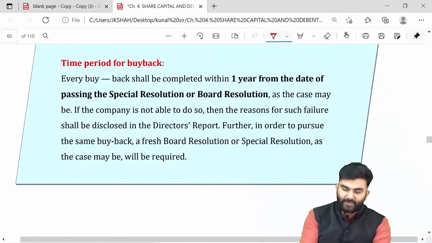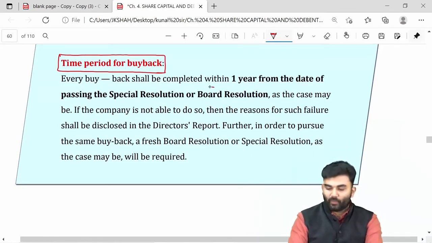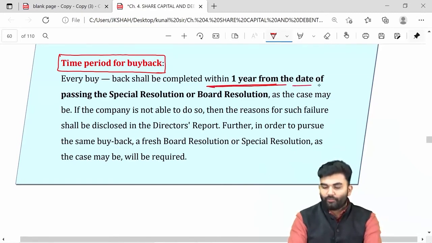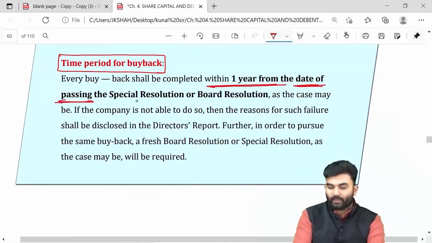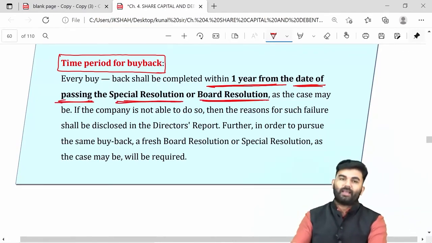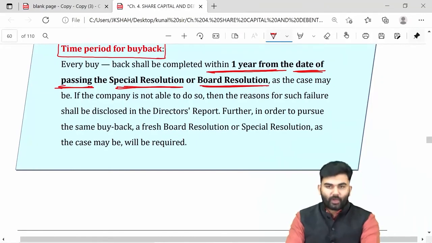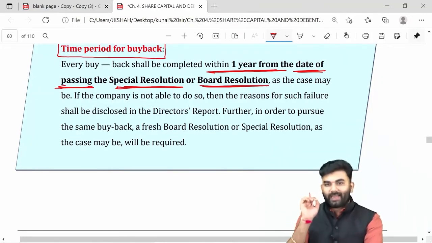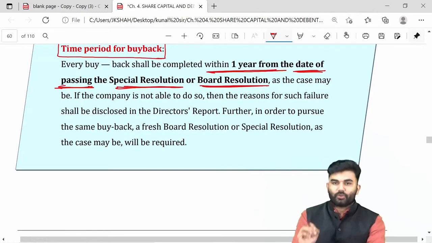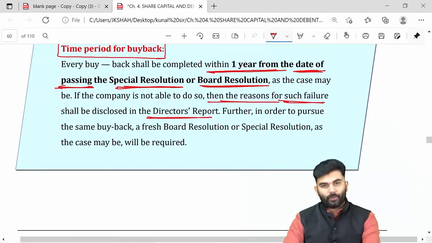Sir, what is the time period within which the buyback procedure should be completed? The lawmaker says the buyback shall be completed within 1 year from the date of passing a special resolution or the board resolution, as the case may be. If within 1 year the procedure is not completed, then the company needs to disclose such failure, the reasons of such failure, in the director's report.